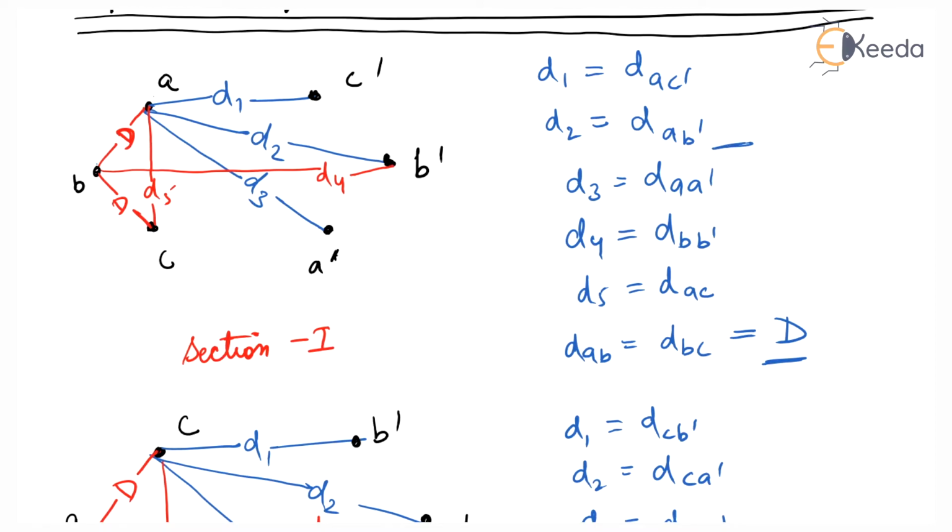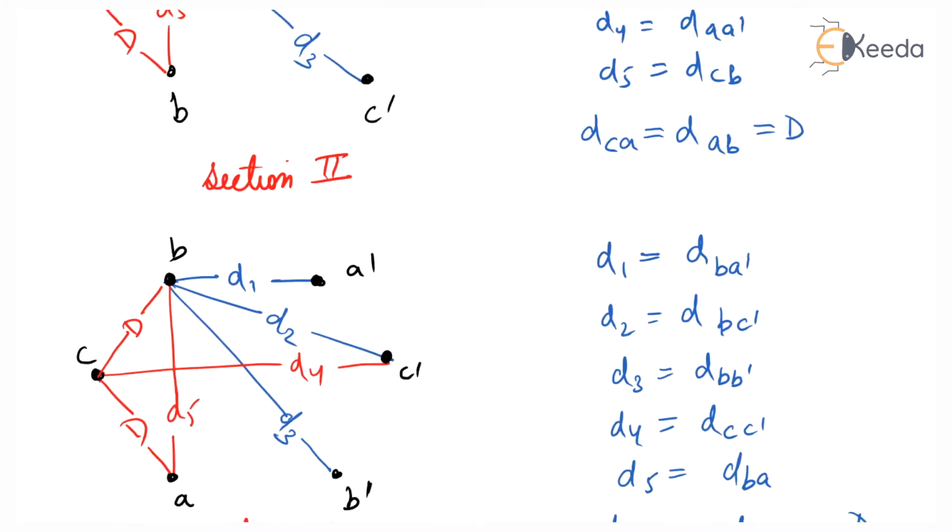So D into D2 into distance A dash B dash. See, the distance from A dash to B dash and B dash to C dash is the same. This distance is also D. So the distance from A dash to B dash is capital D, and the distance from A dash to B is D2, because this distance and this distance are the same. So this is also equal to D2.